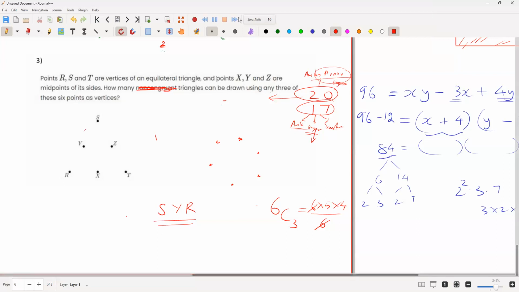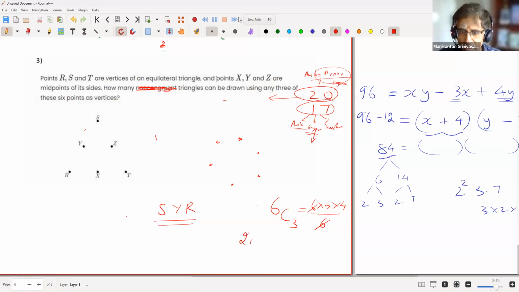I just have to subtract 3 because only 3 straight-line triangles can be formed. Exactly. So from the 20 that we got, the only ones that are not possible are, like I said, SYR, RXT, and SZT. These are the only 3 that are forbidden, right? And hence 20 minus 3.